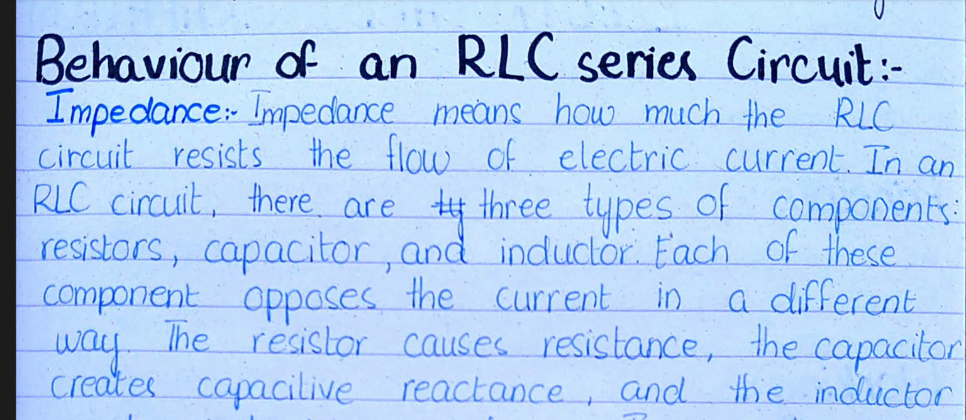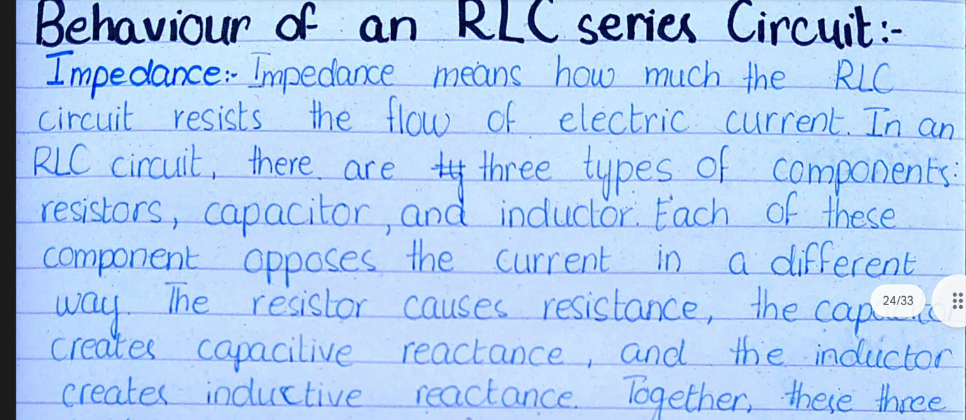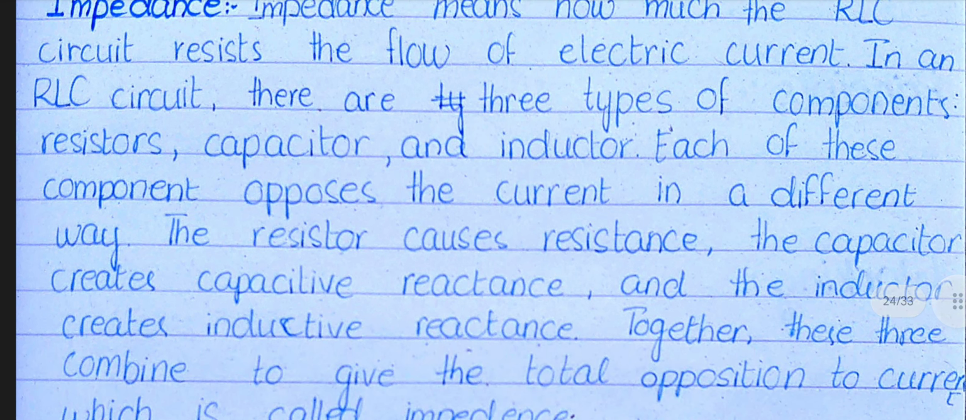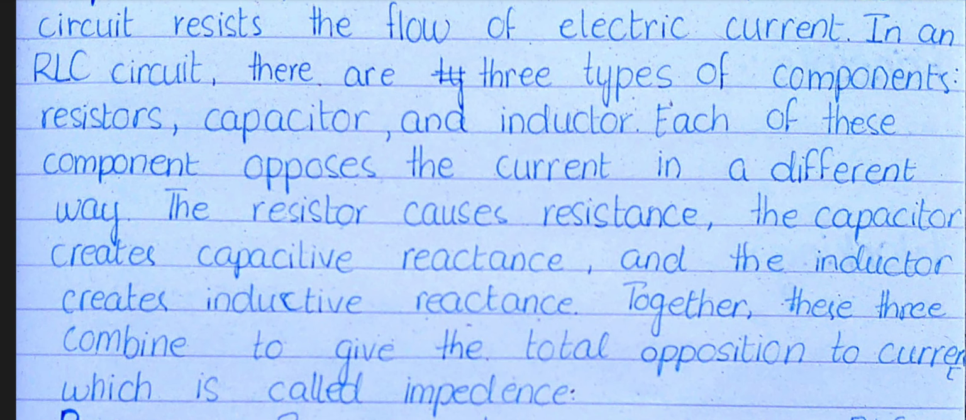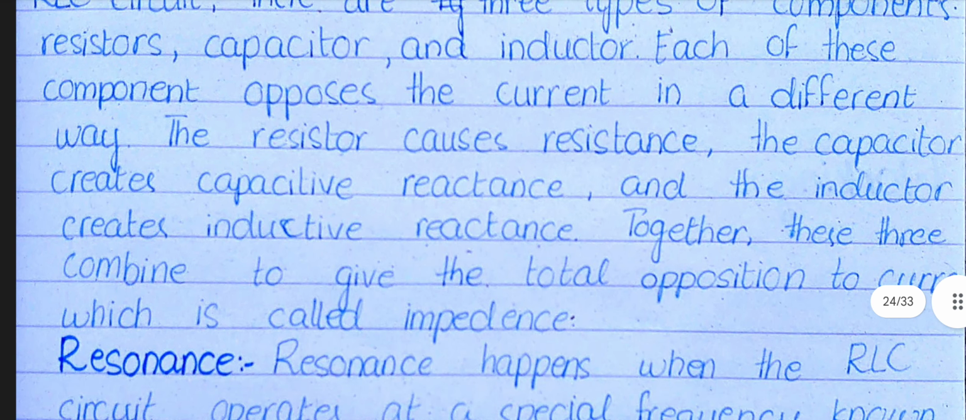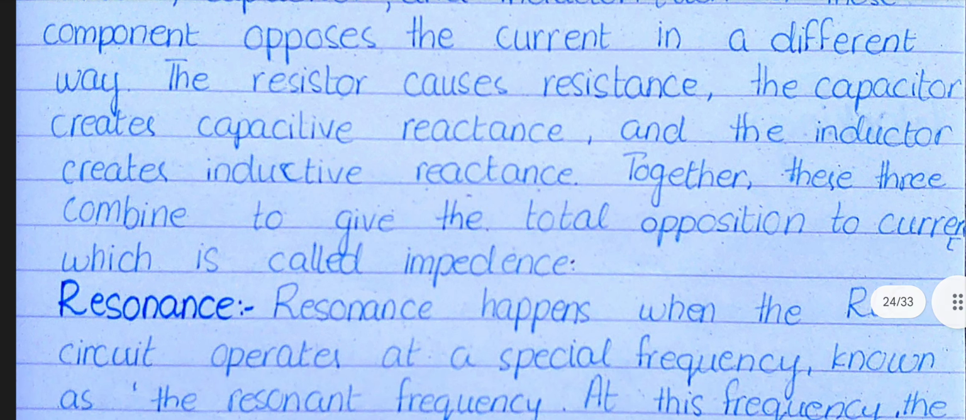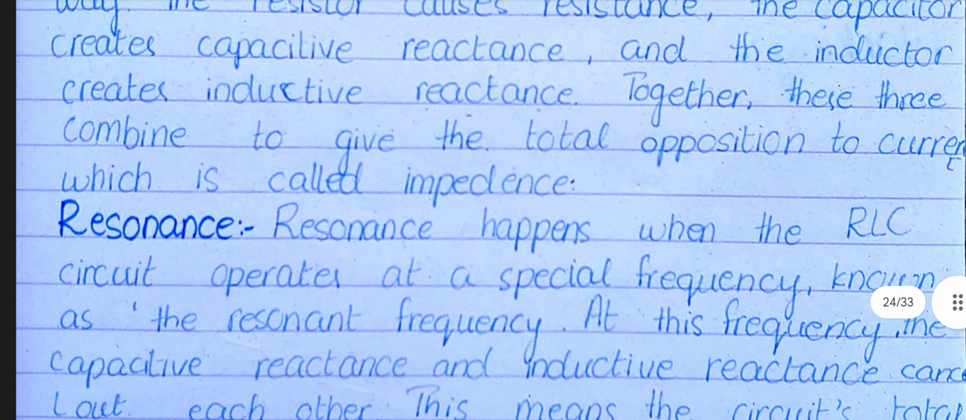There are three types of components: resistors, capacitors, and inductors. Each of the three components opposes the current in a different way. The resistor causes resistance, the capacitor creates capacitive reactance, and the inductor creates inductive reactance. Together, these three combine to give the total opposition to current, which is called impedance.